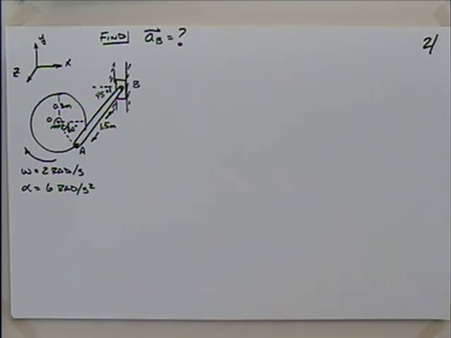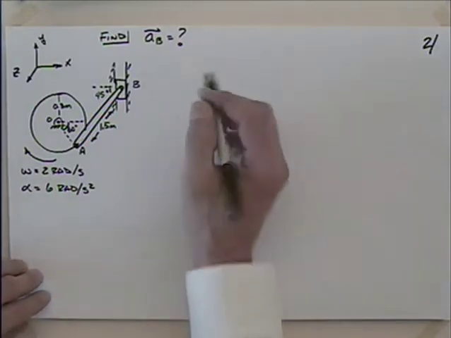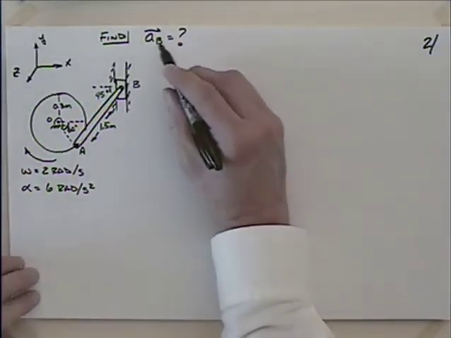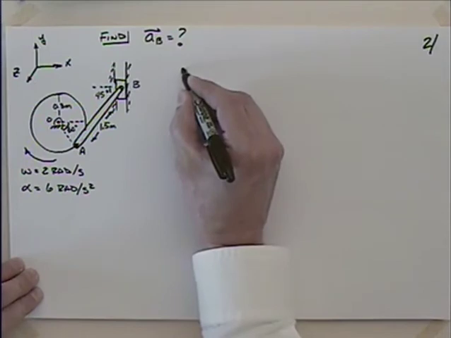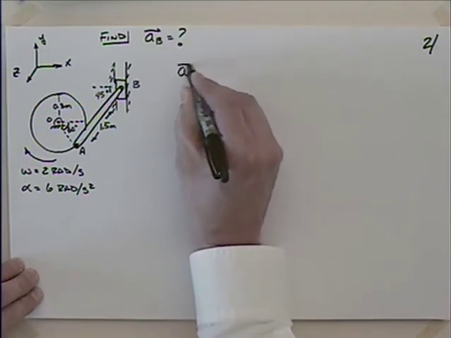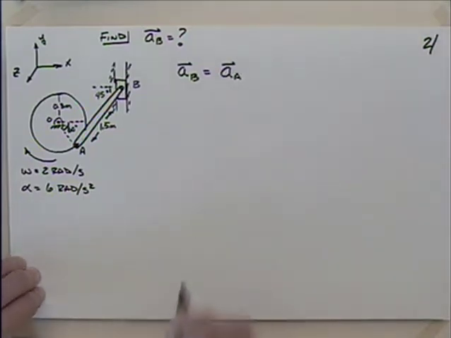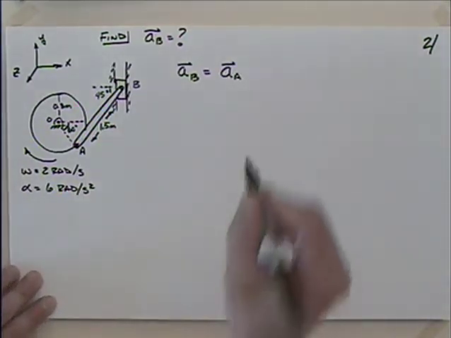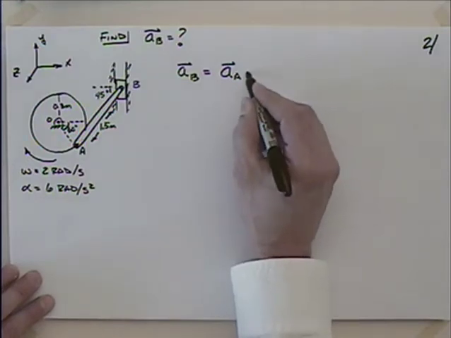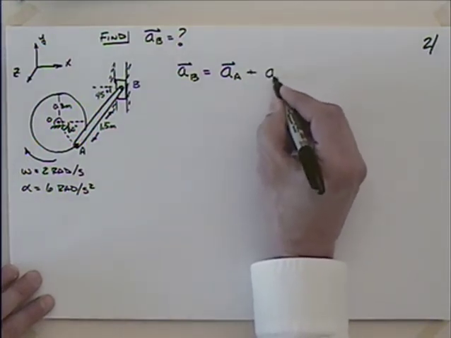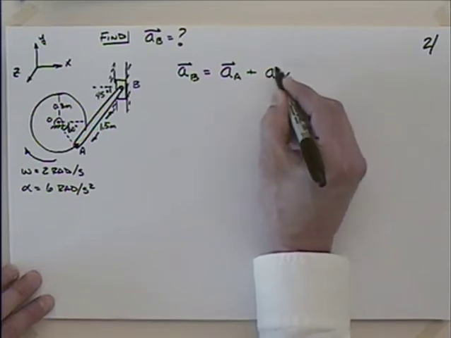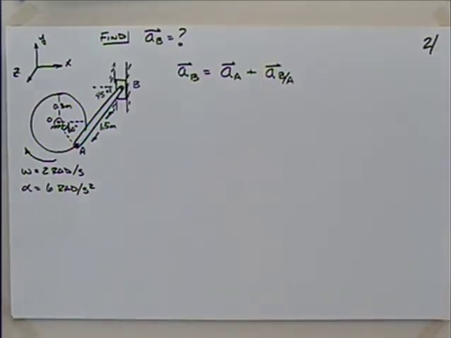Well, how do we start these problems? Well, we start them almost always the same way. For instance, in this case, I would really like to find the acceleration of B, right? So let's write that down. I could say that the acceleration of B is equal to the acceleration of A. Now, I can't stop there. Obviously, the acceleration of B is not equal to A. It's modified. So I have to add to this the acceleration of B with respect to A. Does that work vectorially? Yeah. The acceleration of B is equal to the acceleration of A plus the acceleration of B with respect to A.